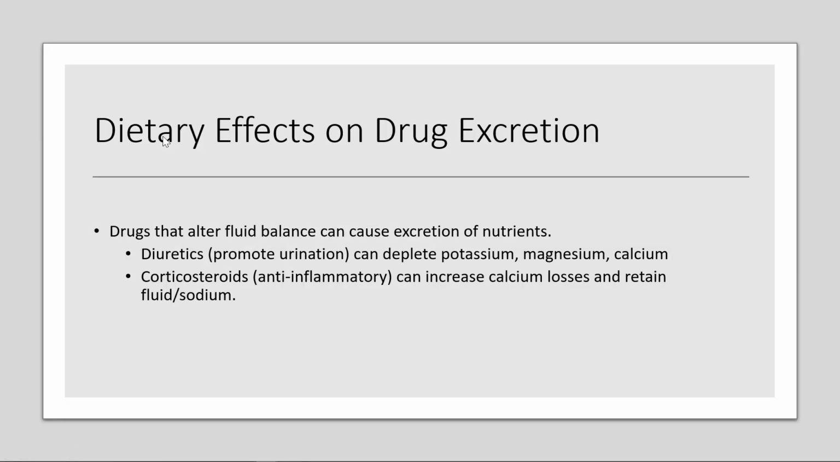Then we have some additional effects where medications can cause excess excretion of nutrients. Diuretics are well known for this being a problem because diuretics are causing you to urinate out more of your urine. That also comes with many of your electrolytes, including potassium, magnesium, and calcium. Potassium is the one we are the most concerned with. Now, there are some diuretics that are potassium sparing, so you have to note which diuretic the individual is on.